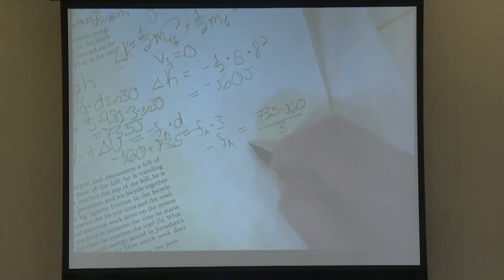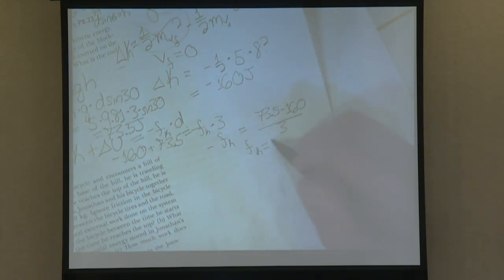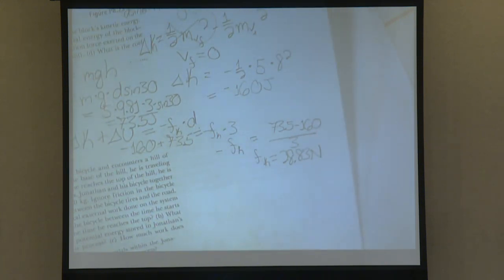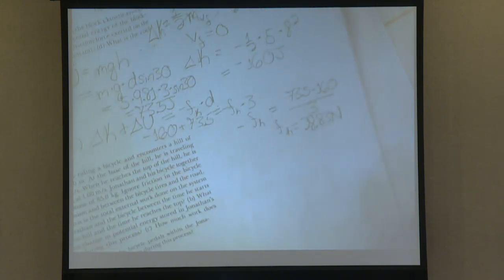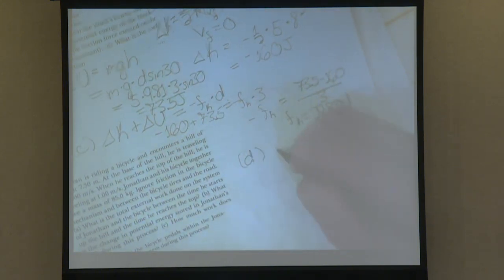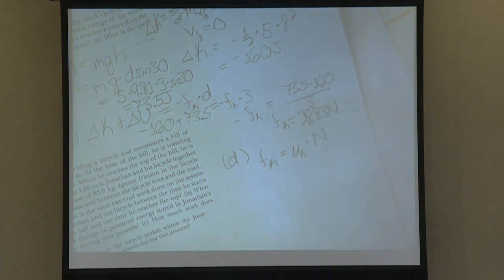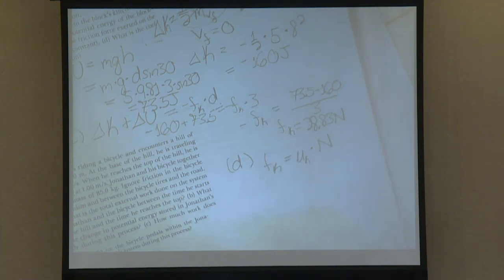And then when you solve for that, you find that your friction is 28.83 newtons. Okay? And from this, we can find the coefficient of friction, because friction is equal to the coefficient of friction times the normal force. Our normal force is always going to be balancing out gravity.